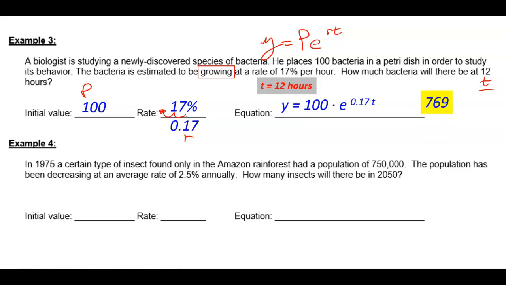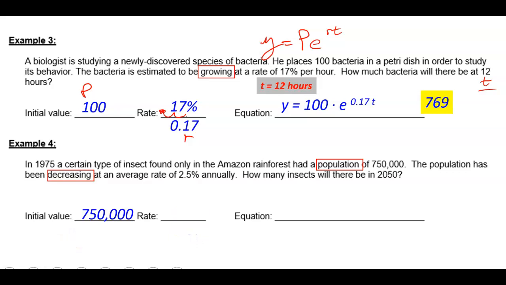What's my initial value? 750,000. So let's write that down for my initial value. What's my rate? 2.5%. Can you turn that into a decimal for me?